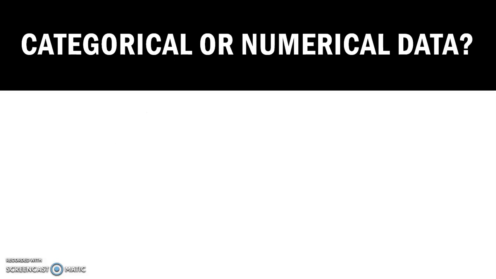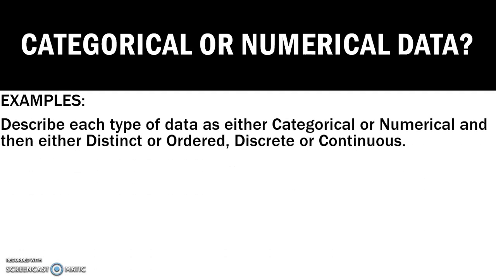So let's have a look at categorical or numerical data. So for some examples, we're going to describe each type of data as either categorical or numerical, and then if it's categorical, either distinct or ordered, or if it's numerical, discrete or continuous. So the breed of dogs. So breeds of dogs, they are categories and it's distinct. We can't order the breeds of dogs.